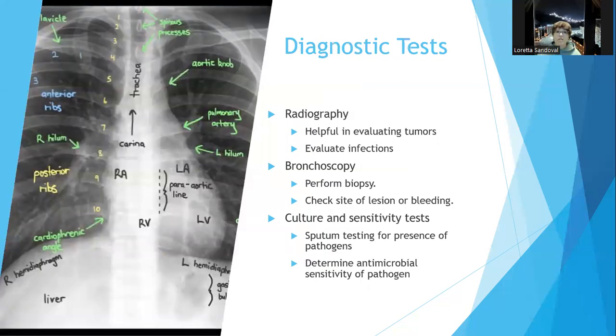Radiography, of course, you're going to look at tumors, you're going to evaluate infections. Bronchoscopy, they put a scope into your bronchi to perform a biopsy or to check the site of lesion or bleeding. So usually when they put a scope in, they can see what's going on in there. Culture and sensitivity tests, just like any testing for infection, a lot of times with your respiratory stuff, you're testing sputum for presence of pathogens and determining the antimicrobial sensitivity of the pathogen that you find.